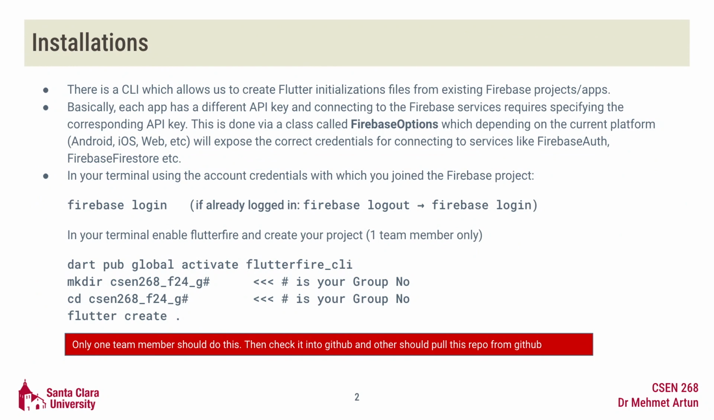So the next step is dart pub global activate flutterfire_cli. You just type this. One teammate only? Yeah, but it doesn't matter, everybody can activate it. Everybody can do this step with the initialization. Actually, everybody can do all the steps here, but then we will choose one project to push to GitHub.